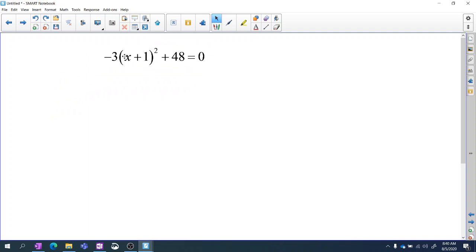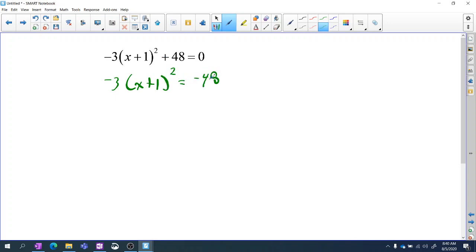So I notice this is in vertex form. It only has the single x inside this bracket. So when you see that, that's going to be your opportunity to isolate. Negative 3(x plus 1) all squared. Bring your 48 to the other side. Divide by this coefficient, negative 3. Divide this side by negative 3.